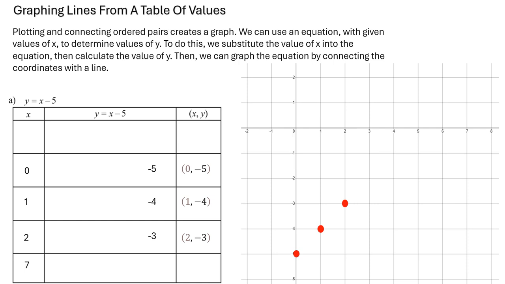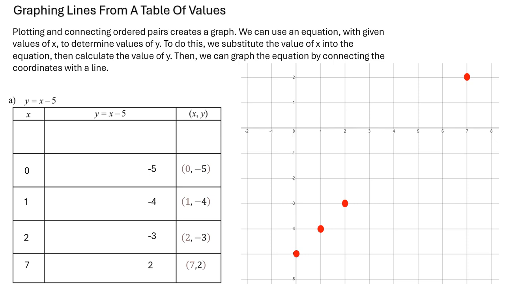Let's put in the number 7 for a value of x. Plugging that into our equation gives us y equals 7 minus 5, the answer for y being 2. And we can plot that coordinate (7, 2) on our graph.